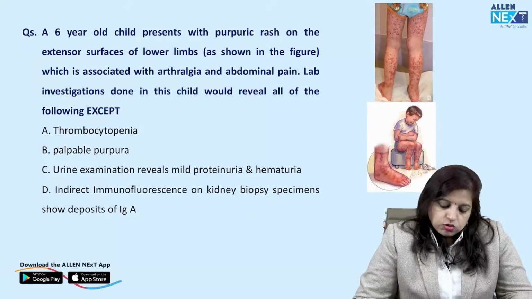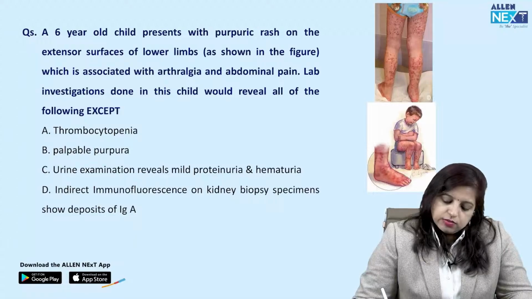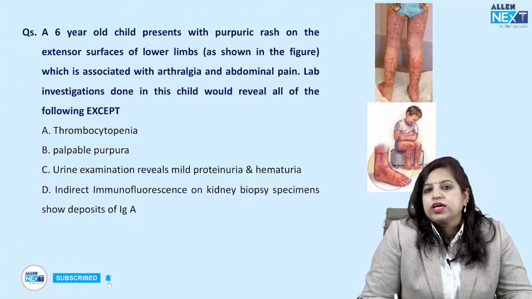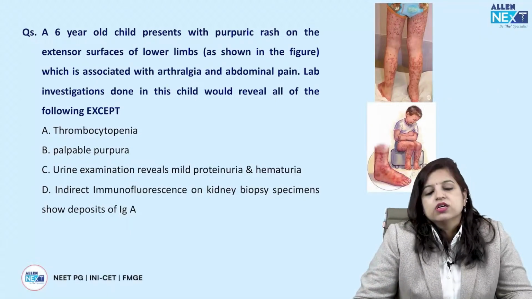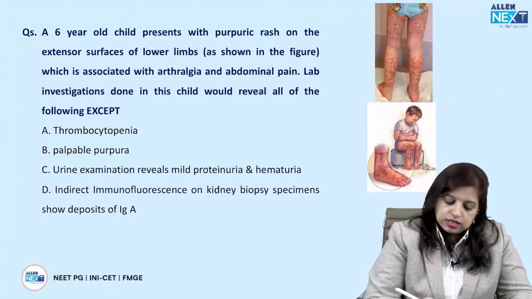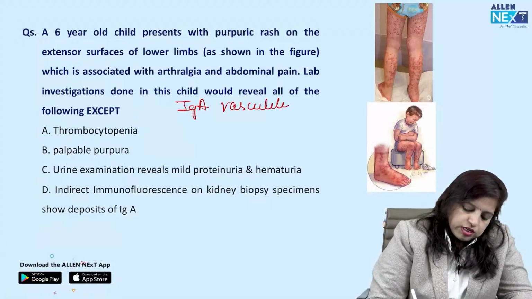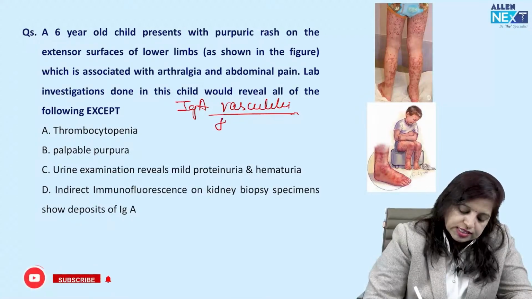Okay, then a 6-year-old child presents with purpuric rash on the extensor surface of lower limbs, which is associated with arthralgia and abdominal pain. Lab investigation done in this child will reveal all of the following except. So, first tell me what is the diagnosis. I know you know the diagnosis. This is nothing but IgA vasculitis. Very, very important. IgA vasculitis, also known as HSP.